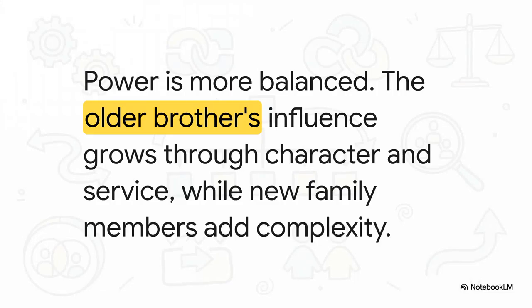And finally, Act 4 brings us to today. And look at this map. It is no longer a simple hierarchy. It's a complex, balanced web. The older brother's influence has grown to match his sister's, not through money or authority, but through his character and his service to the family, a totally different kind of power. And now with new spouses in the mix, the map shows a system that is truly, deeply evolved. It reflects the beautiful messiness of a real family's journey.